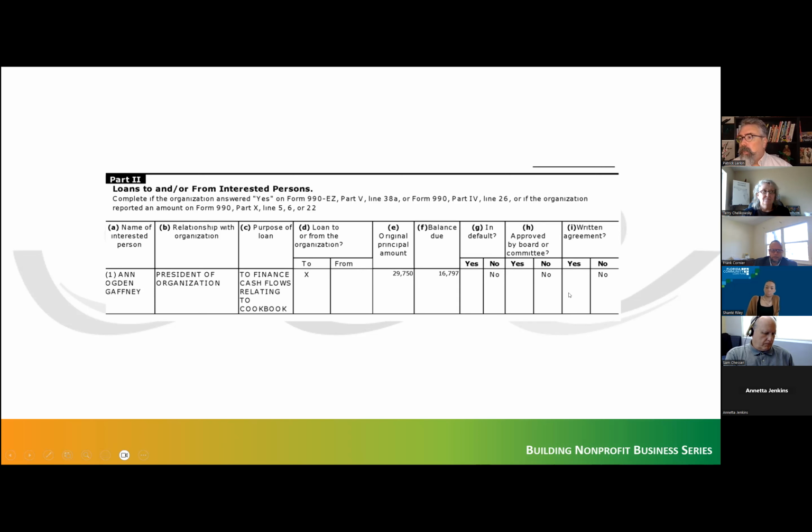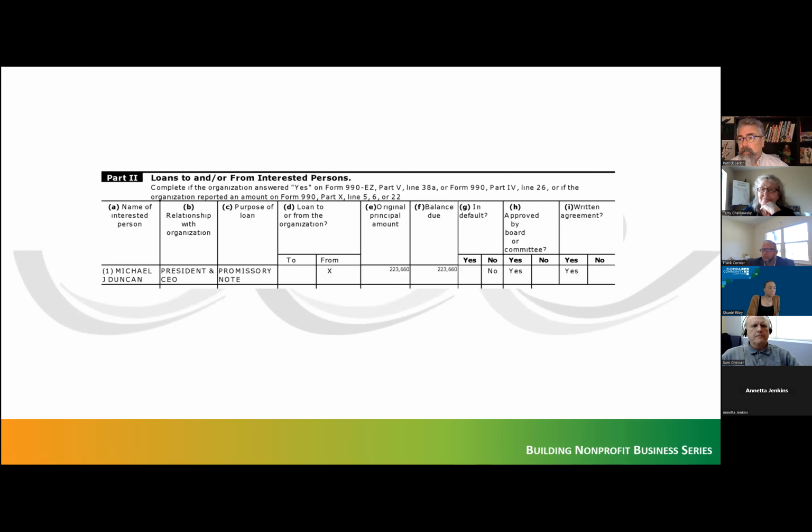Is it in default? Yes or no? Did the board approve it? There should be a big old yes right here. The fact that there is a no is problematic, the board should be approving any sort of loans in this case. And is there a written agreement? Yes or no? Again, the answer there should be yes. They're answering honestly, but that just helps to make sure that there is no funny business. That helps tell the community, it helps tell your donors, it helps tell foundations that there's no funny business going on there with regard to self-dealing on the part of the board.